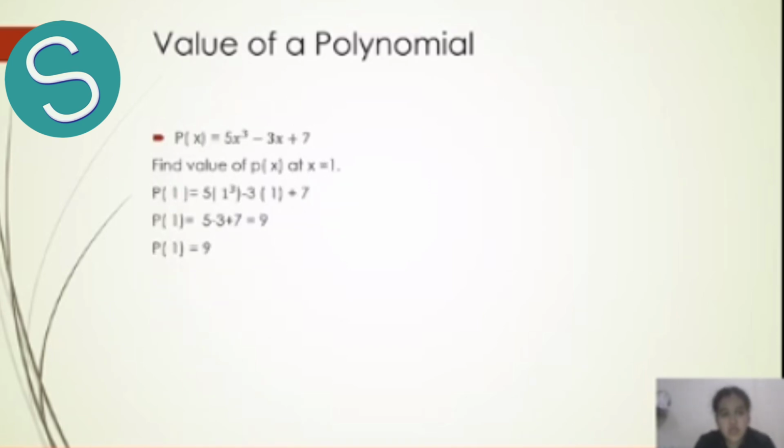So next question is, we have to find the value of a polynomial p(x) equals 5x cube minus 3x plus 7. We have to find the value of p(x) at x equals 1. So we will put x equals 1 in the given polynomial. So this will be 5 into 1 cube minus 3 into 1 plus 7, which will give me 5 minus 3 plus 7, which equals 9. The value of the given polynomial at x equals 1 is 9.